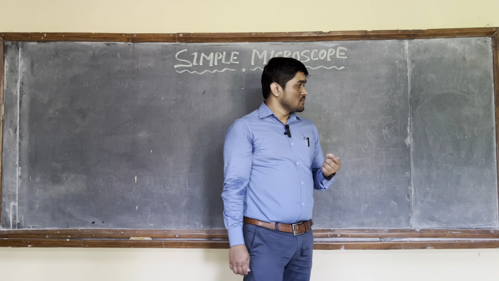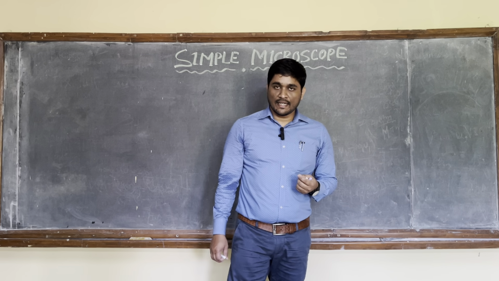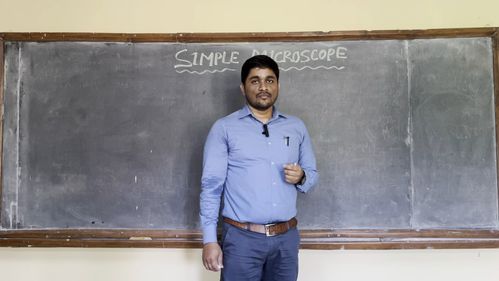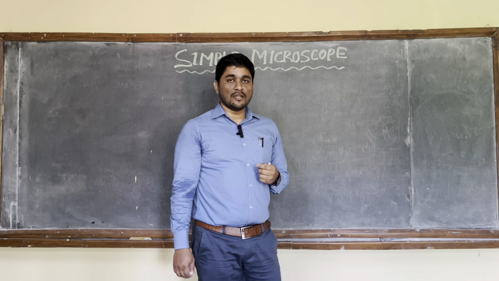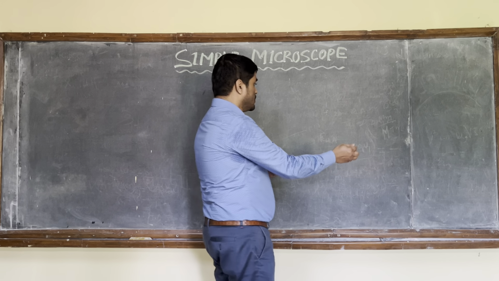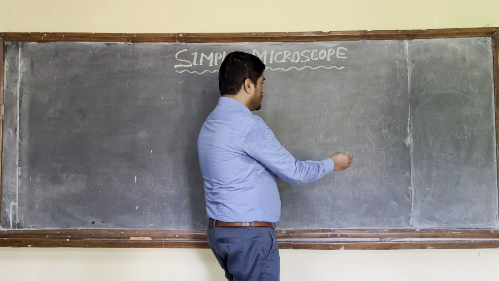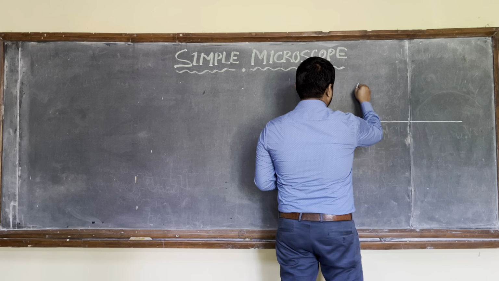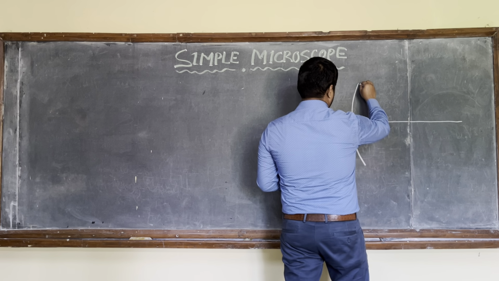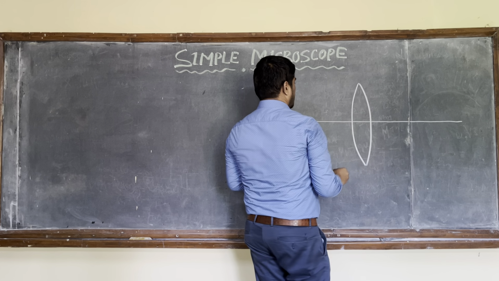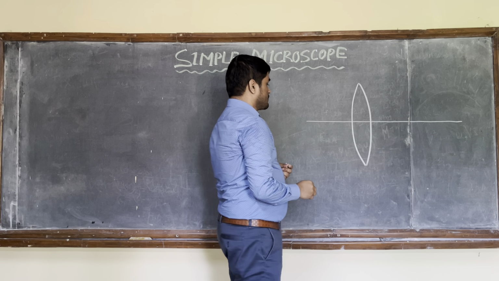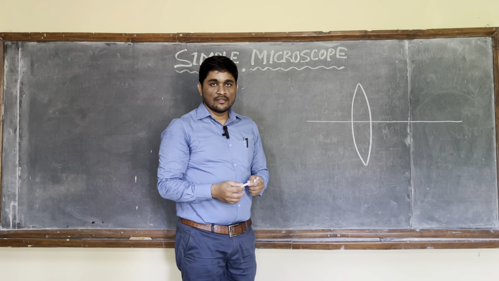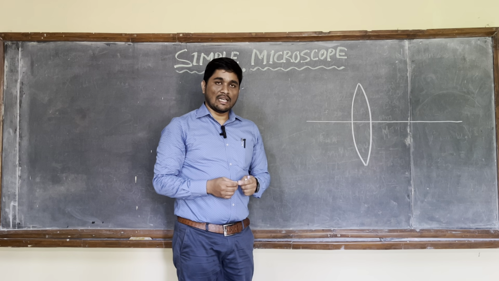Clear? So first we have to draw the ray diagram, then we have to find out what is the magnification that is produced by a simple microscope. Clear? So first the ray diagram. This is the convex lens, and in simple microscope you have to place the object that is very close to the microscope.